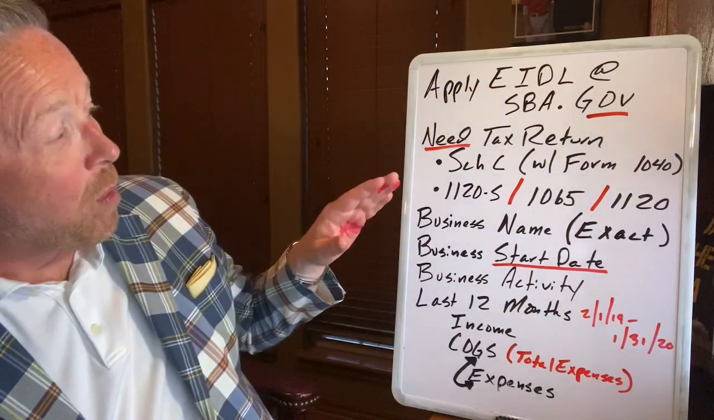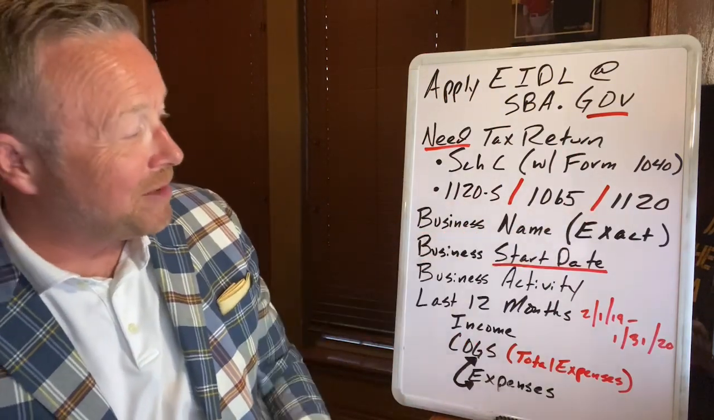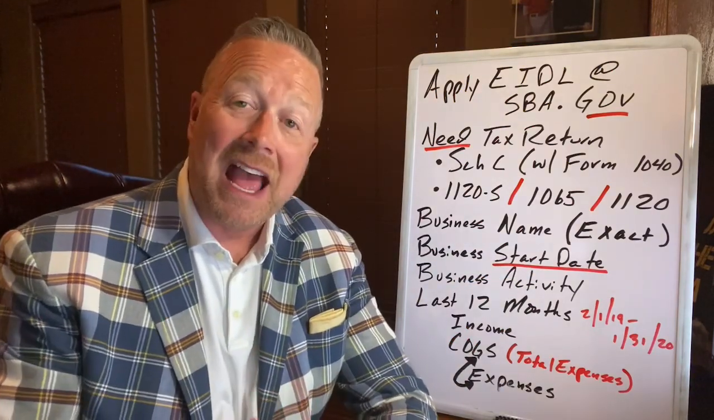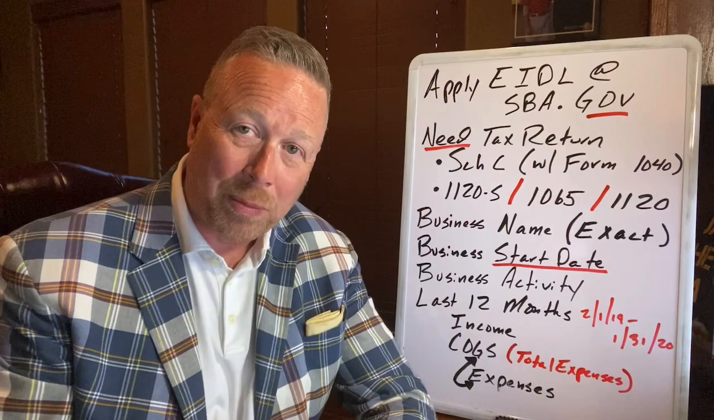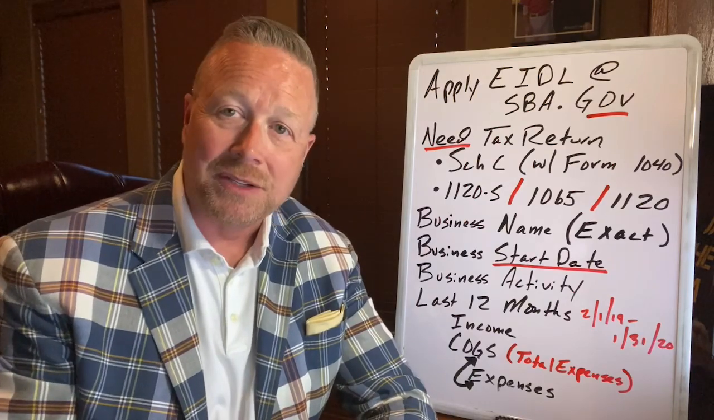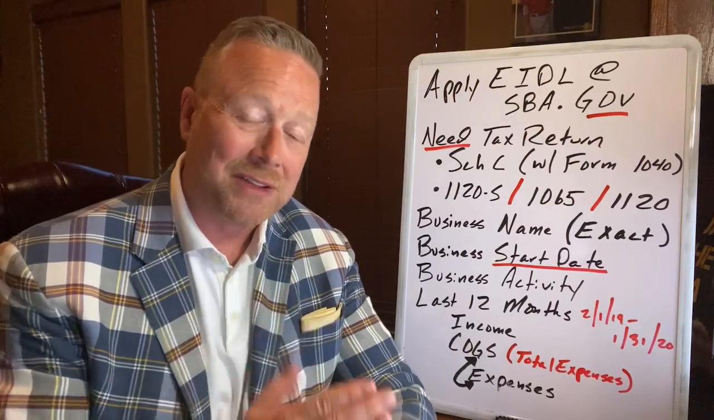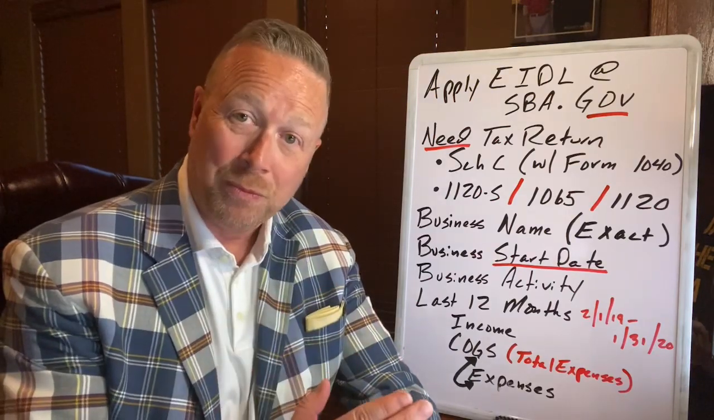And then for the 1120S, 1065, 1120, when you look on page 1, you're going to see a start date or date incorporated or date organized, okay? You want that exact date on that tax return. That's how they're verifying this is you, okay?